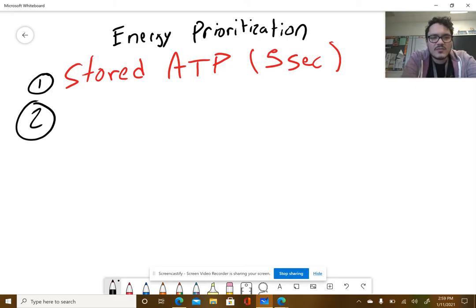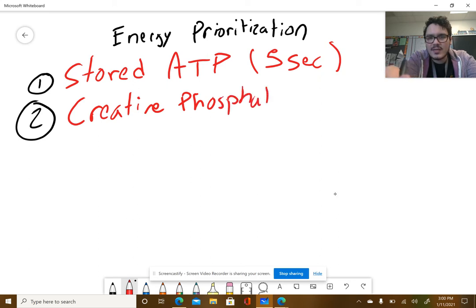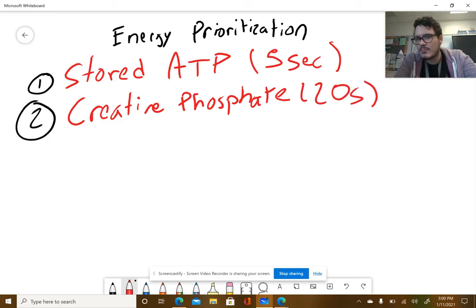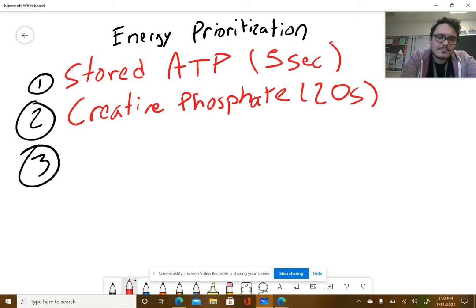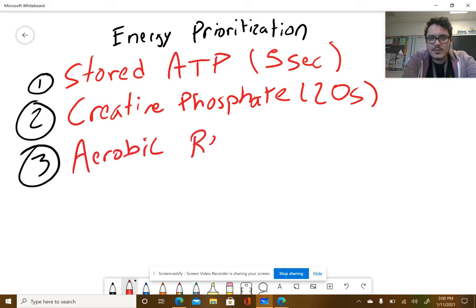Then we need to divert ourselves to another form of energy. So you're going to use creatine phosphate. Now, this is also referred to as direct phosphorylation. That's going to add us another 20 seconds to our time. All right, cool. Then we divert to the big guns. You're going to use aerobic respiration. As we know, aerobic respiration can last for hours.